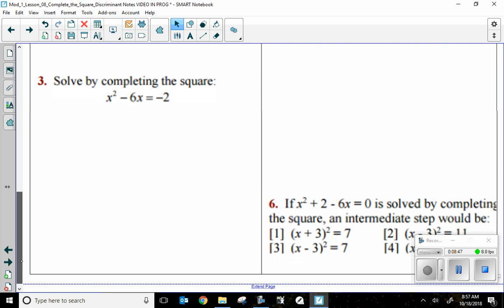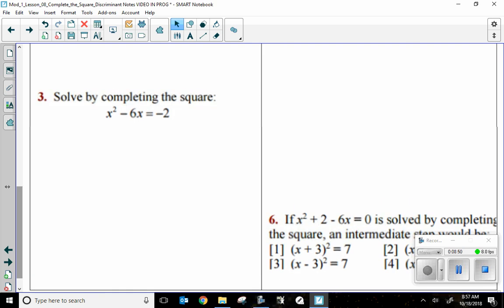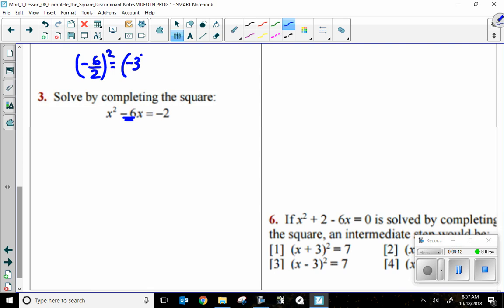Solve by completing the square. Okay, number 3. They did us a solid here. They already put my constant on the right side of the equal sign. So I don't have to do step 1. I start with step 2, which is the brain trust, the brainchild, if you will. My b value, negative 6. I cut it in half, and I square it. That's the same as saying negative 3 squared, because half of negative 6 is negative 3. And if I square negative 3, I get 9. So I am going to add 9 to both sides. X squared minus 6x plus 9 equals 7.